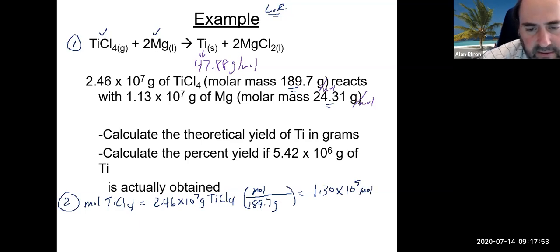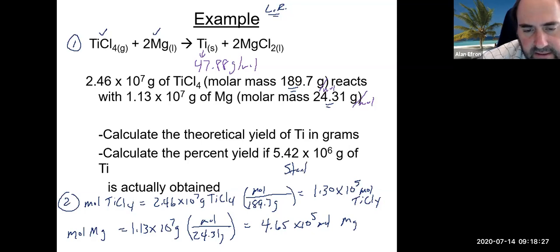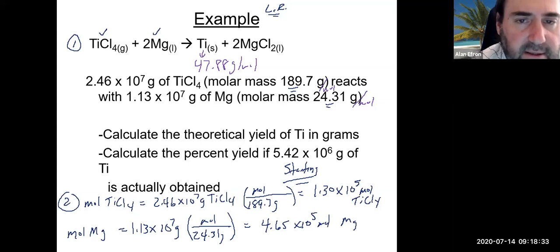Again, you want to make sure you use your exponent button. We'll also want to do the same thing for our other guy, which is magnesium, and 1.13 times 10 to the 7 grams. Again, they gave us the molar mass, but if they didn't, we would go to the periodic table to get that. And 4.65 times 10 to the 5th moles of magnesium. So really, this is our starting amount of each of these guys, just converted into moles. Any questions on that so far?